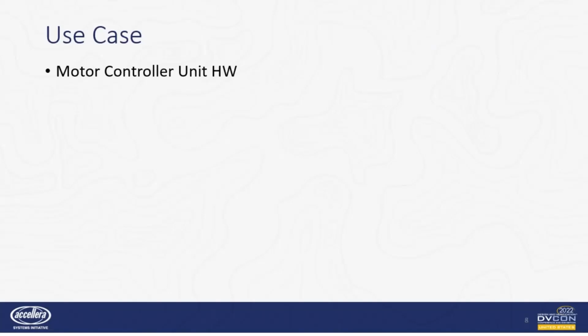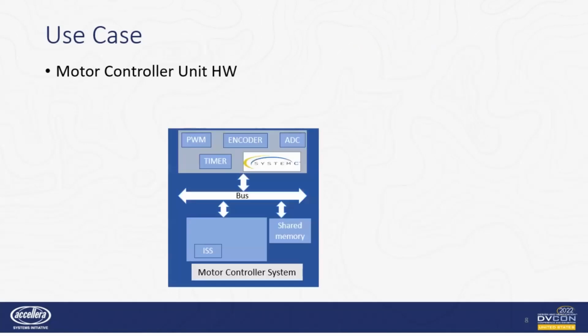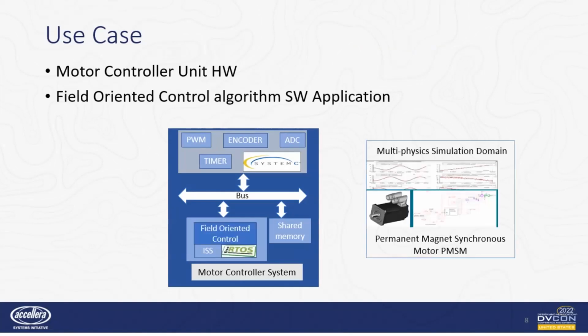Before describing the proposed methodology, I will shortly mention the use case in order to dive into the next steps. Our use case, as shown here, is a motor controller system composed of an electronic unit with a microcontroller that implements a field-oriented control algorithm, which interacts with the plant. In this case, the plant is a permanent magnet synchronous motor. From the microcontroller unit, PWM signals are the stimulus to control the motor movement.